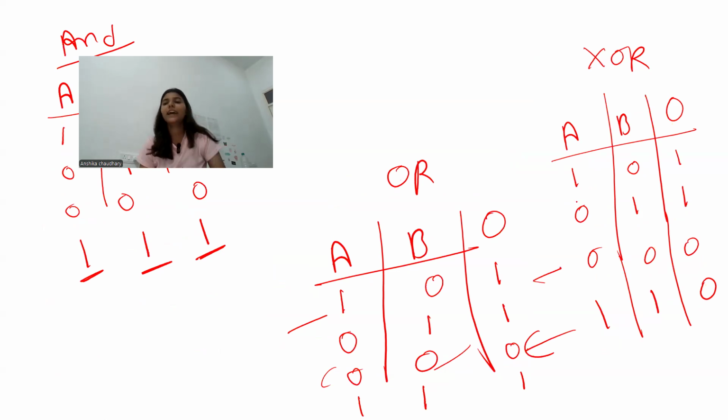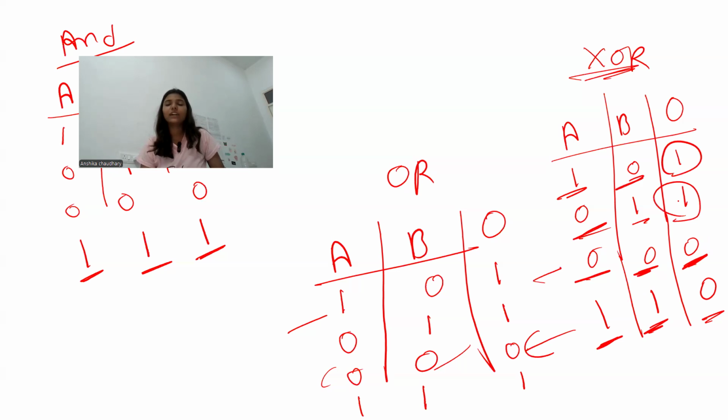So what is the conclusion? If both of the values are the same, 0 and 0, the answer will be 0, because same and same gives 0. If both of the values are the same, you will have the answer as 0 in XOR. If both are different, the answer will be 1. So this is the truth table of XOR.